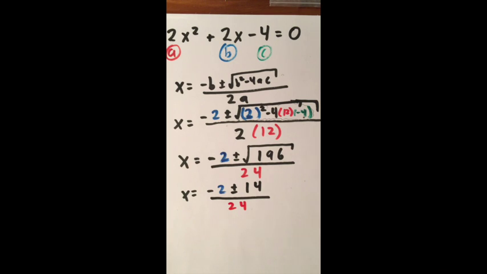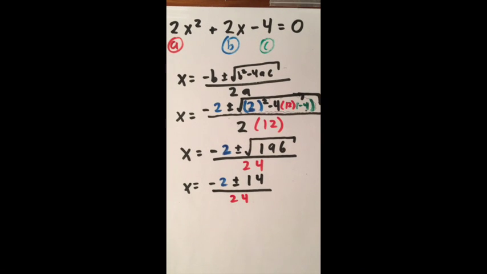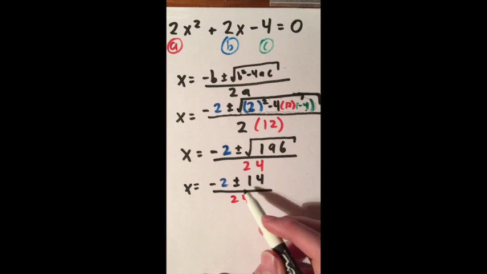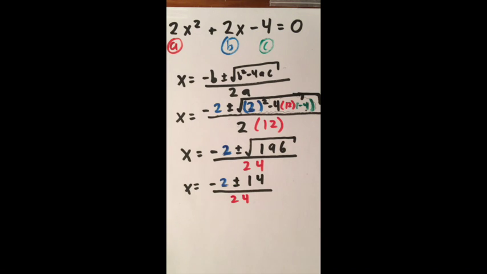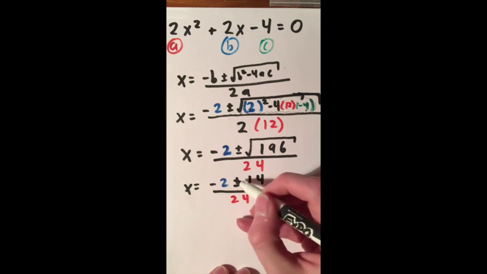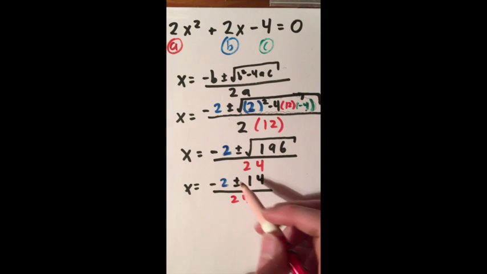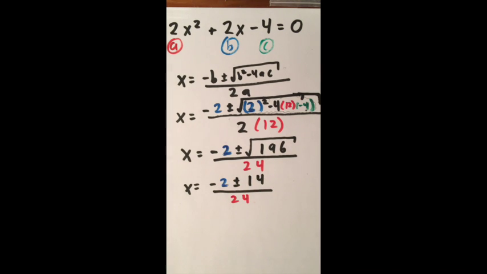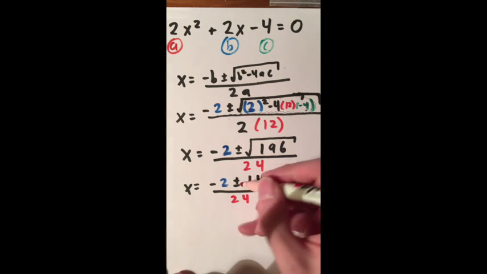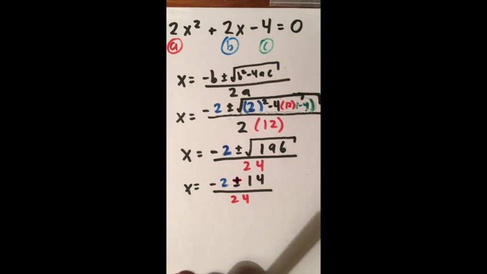Now, at this point, you can technically consider that we don't have any square roots anymore, so our job's a lot easier now, because all we got to do is simplify this down one more time. And I'm going to break this apart into 2 different numbers, because one of ours is going to be a plus, right? It's negative 2 plus 14 over 24, and the other one will be negative 2 minus. I'll show you what I mean.